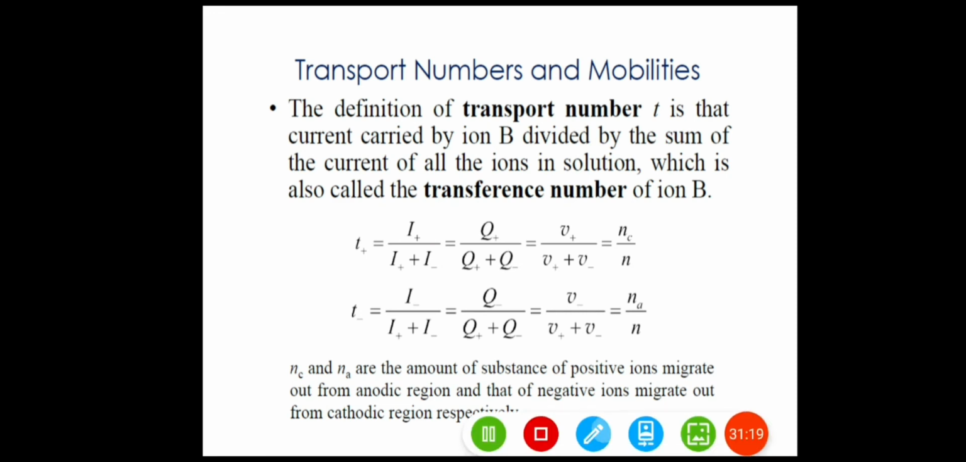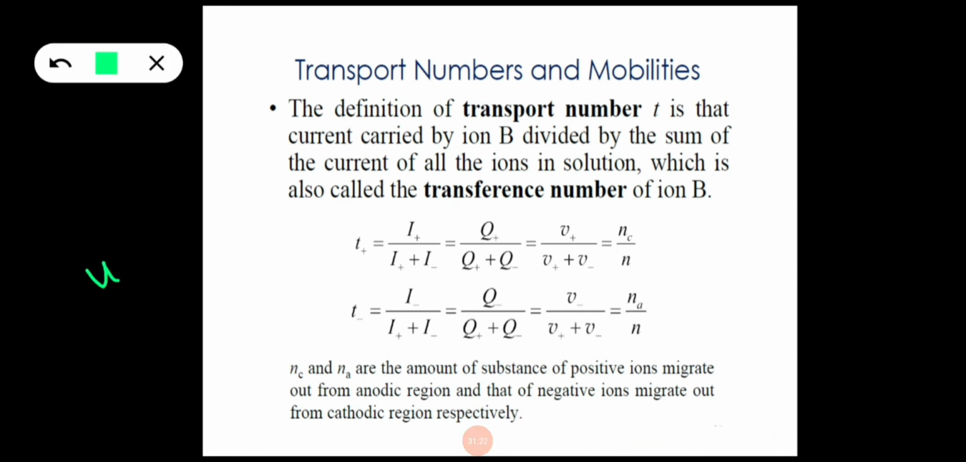And we know that the speed of the ion is proportional to the current carried by the ion. If the ions are moving fast, they will carry more current. If they are moving slowly, they carry less current, because conductance depends upon the number of ions and the speed of ions. If the number of ions is the same, then conductance depends upon the speed of ions. So the cation current is proportional to the speed of the cation, and the anion current is proportional to the speed of the anion.